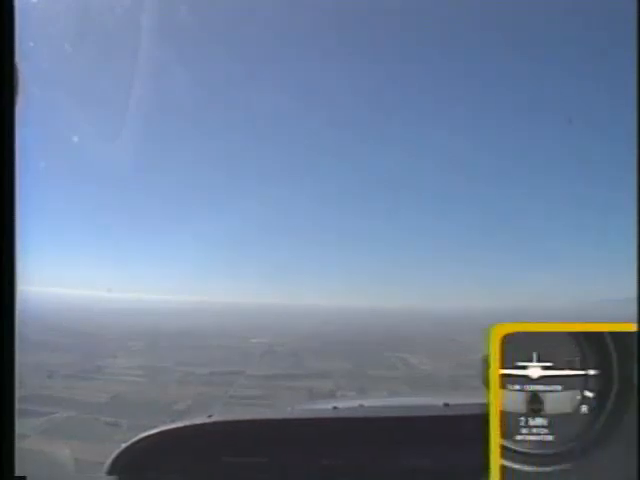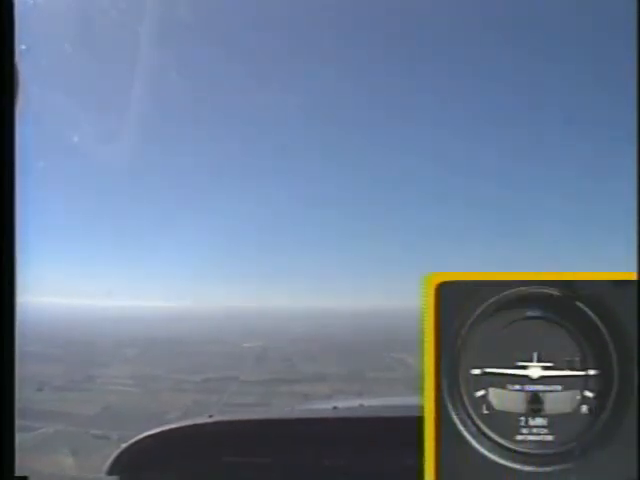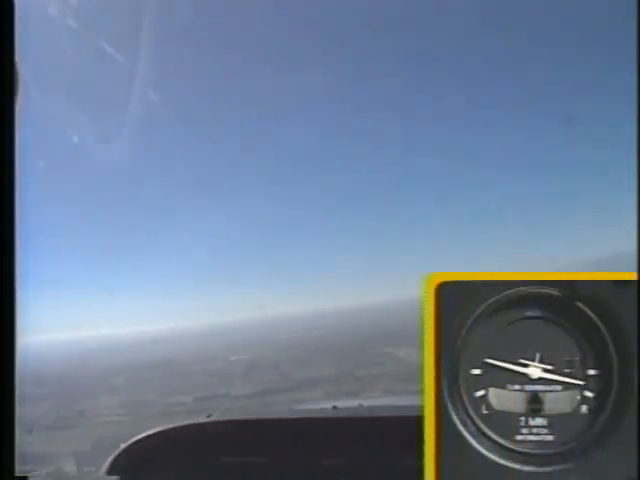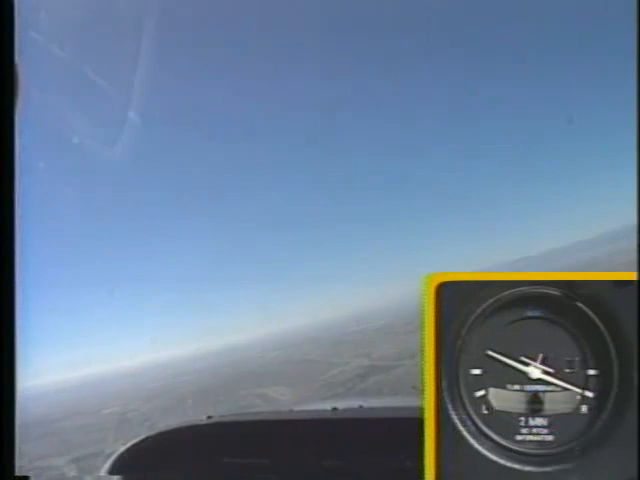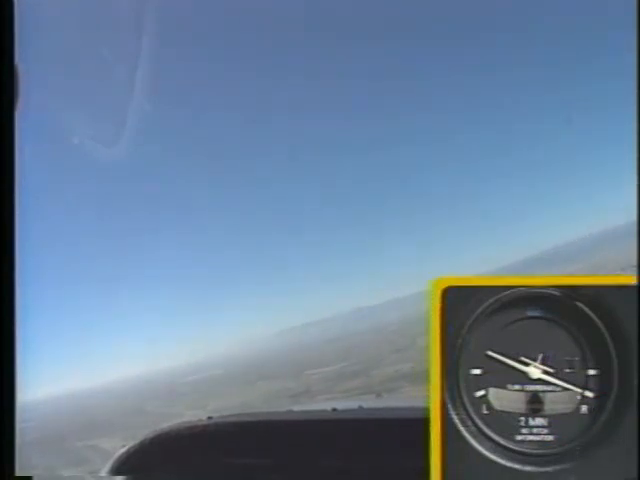For example, as you roll into a right turn, the miniature airplane will bank in the same direction, showing you how fast you rolled into the turn. Once the turn is established, it indicates how fast you're making the turn. It does not, however, show your actual bank angle.